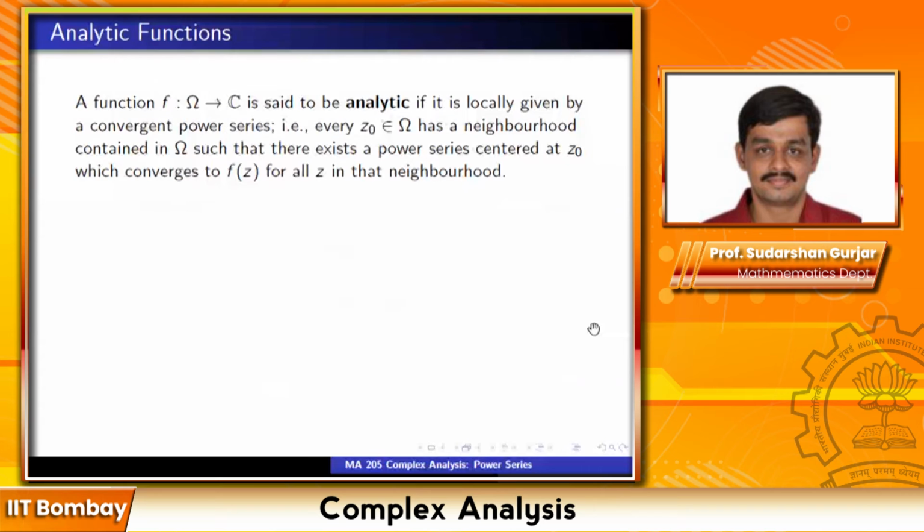Okay, an easy application of the root test. Now, analytic functions. A function f from omega to C, where omega will always denote an open subset of C. Otherwise I'll have to keep writing let omega inside C be open. A function f from omega to C is said to be analytic if it is locally given by a convergent power series. That means every z_0 in omega has a neighborhood contained in omega such that there exists a power series centered at z_0 which converges to f(z) for all z in that neighborhood.